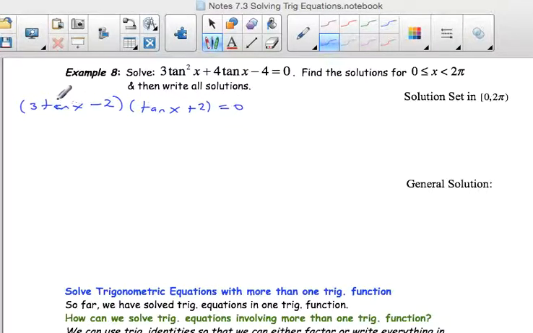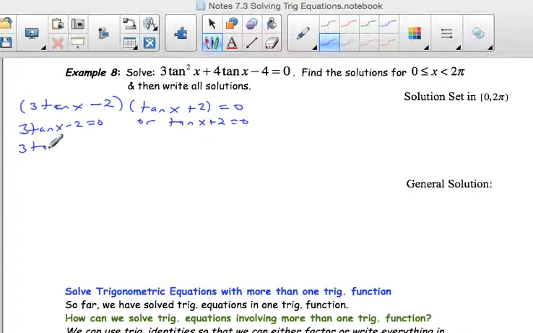And if we check this quickly, we'll see 3 tangent x times tangent x is indeed 3 tangent squared x. Negative 2 times positive 2 is negative 4. If I check the inner and outer terms, I'd have minus 2 tangent x plus 6 tangent x. Those two would add to positive 4 tangent x. Once I have this factored, I have two equations by the zero product property that I can solve. I have 3 tangent x minus 2 equals 0, or tangent x plus 2 equals 0.